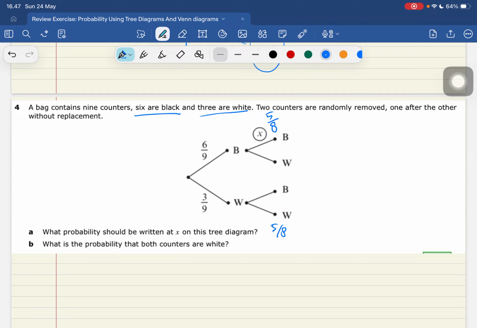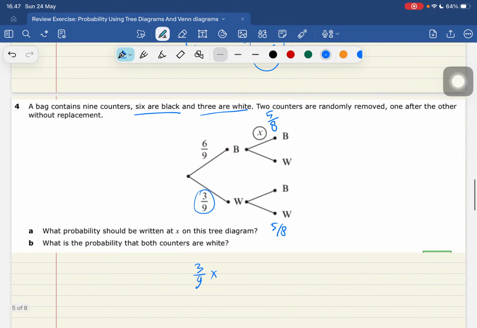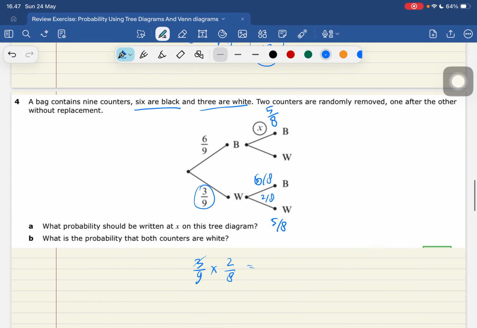What is the probability that both counters are white? So the first white is 3 over 9. We multiply by the second white. Here we got 6 over 8. We took it out here, white, so 2 over 8. So 2 over 8. We could simplify it before we multiply. So here is 1 over 3 and 1 over 4. So the probability is 1 over 12.